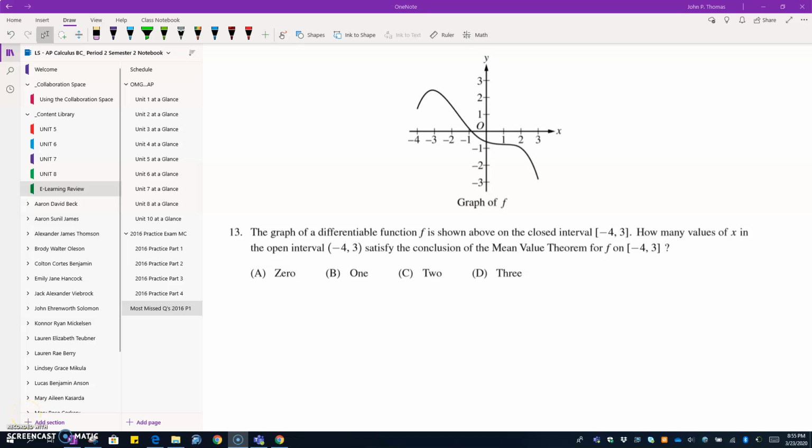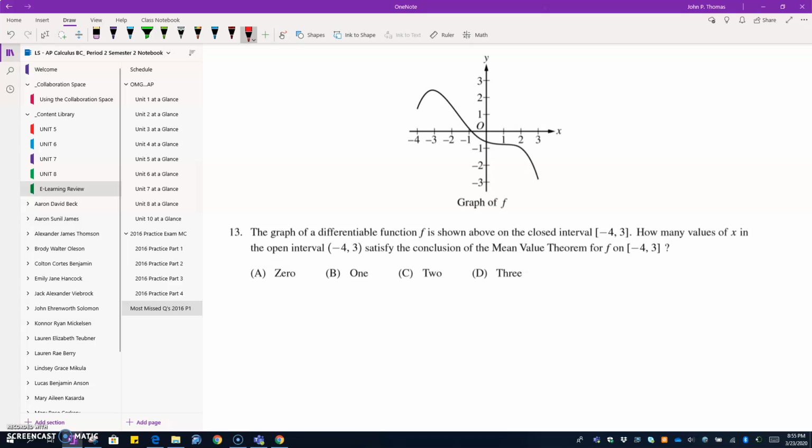Alright, so this was the fourth most missed question on yesterday's assignment. The graph of a differentiable function f is shown above. On the closed interval from -4 to 3, how many values of x in the open interval -4 to 3 satisfy the conclusion of the mean value theorem from -4 to 3?